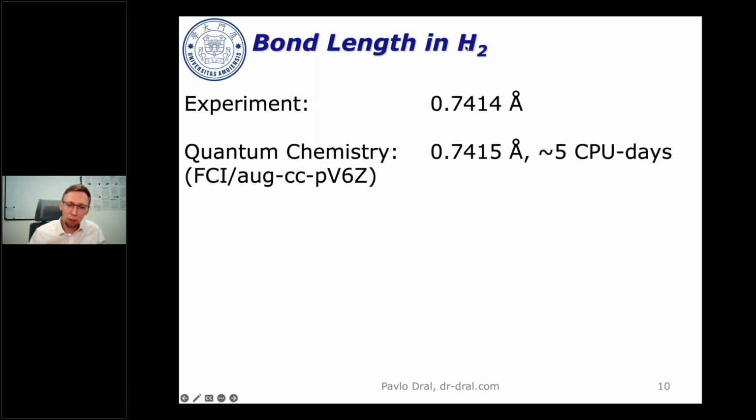Take, for example, the H2 bond. A very, very simple chemical problem, right? And I'm talking about this because it's very easy to understand and then generalize. The experimental bond length and the quantum chemical bond length are very similar. The problem is, even for such a simple molecule, it takes 5 CPU days to optimize the structure, which is quite a lot. And for a real molecule, realistically bigger than H2, that would take too much time.